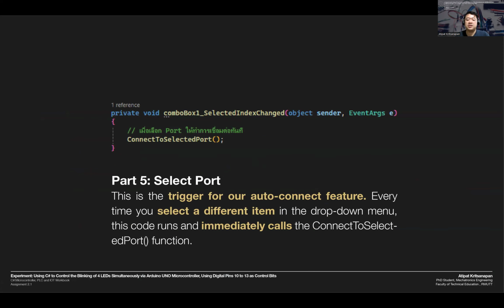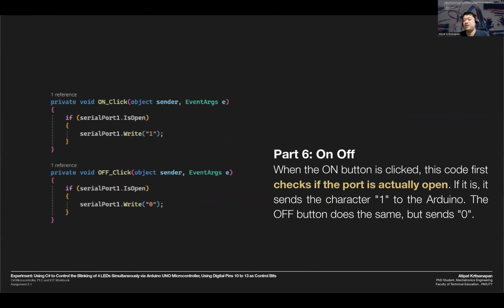Select port. This is a toggle for our auto connect feature. Every time you select a different item in the drop-down menu, this code runs and it immediately calls the connect function for the selected port. On button: when the on button is clicked, this code first checks if the port is actually open. If it is, it sends the correct 1 to the Arduino. The off button does the same but sends 0.